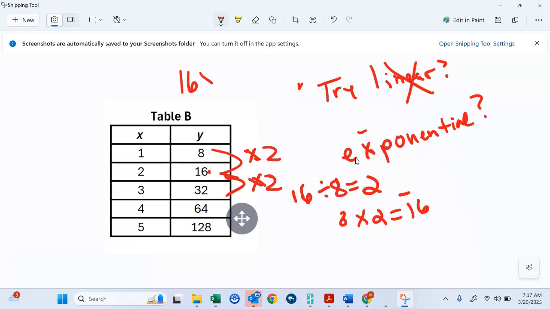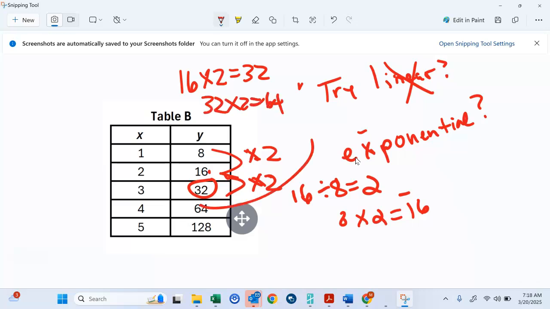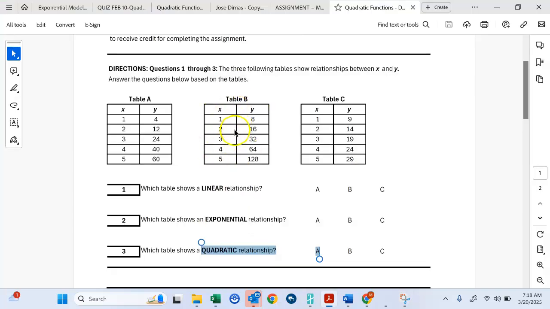oh, it's going to go like this. Times 2 equals 32. Yes, and it continues. And then 32 times 2 equals 64. Yes, so yes, this is exponential. So yes, okay. This one here is exponential, it's B, okay? Exponential. And then C is going to be, try that one.